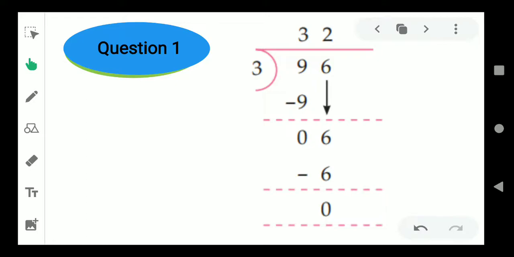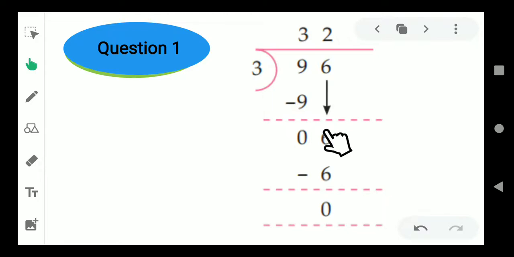Here, the first question is 96 divided by 3. Can you do it? 96 divided by 3. Since the divisor is a one-digit number, we are considering only one digit from the dividend. Here 9. In 9, how many 3's are there? Please go through the multiplication table of 3. We'll get 3 3's are 9. After that, subtract it. 9 minus 9. It is 0.